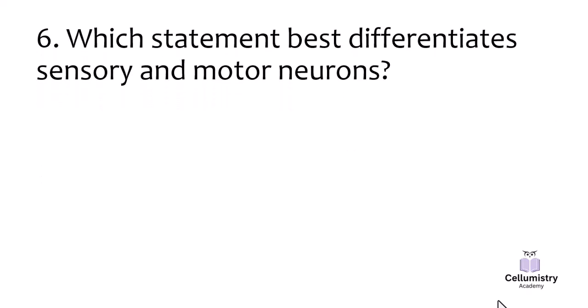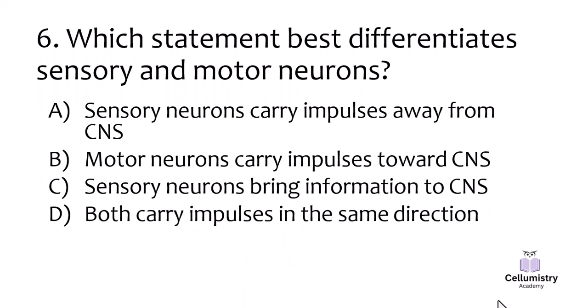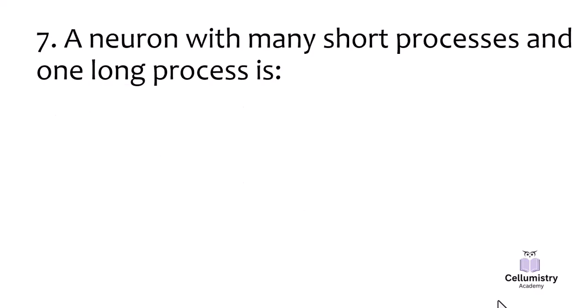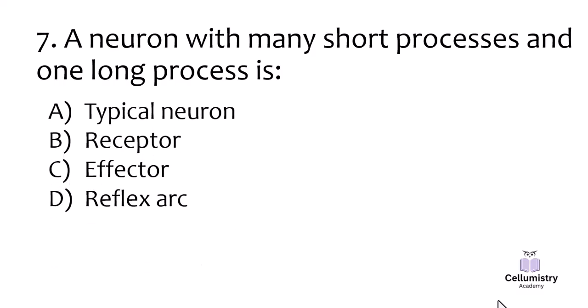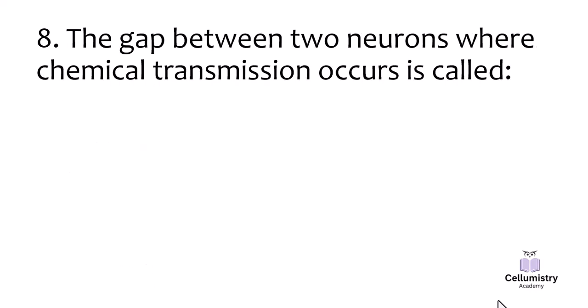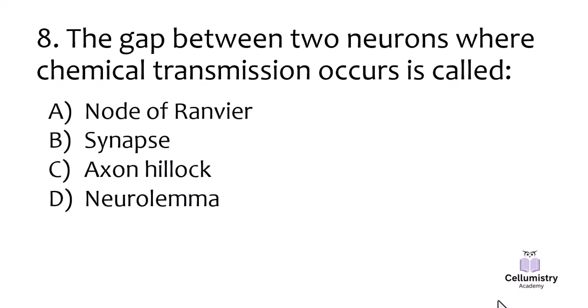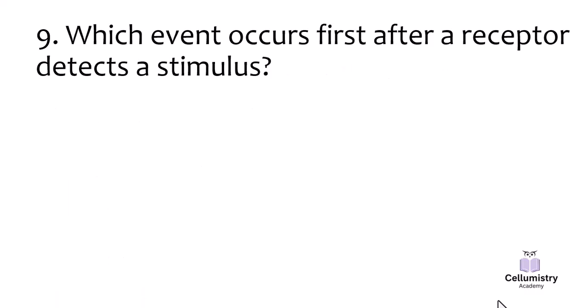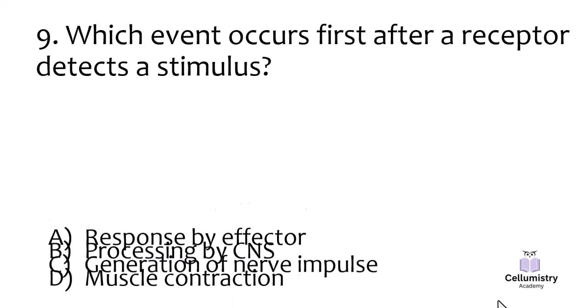Which statement best differentiates sensory and motor neurons? Answer is C. Sensory neurons bring information to central nervous system. A neuron with many short processes and one long process is. Answer is A. Typical neuron. The gap between two neurons where chemical transmission occurs is called. Answer is B. Synapse. Which event occurs first after a receptor detects a stimulus?